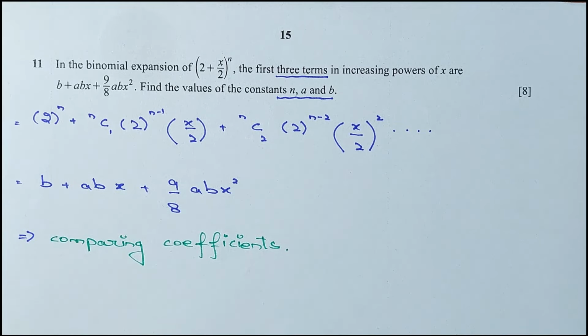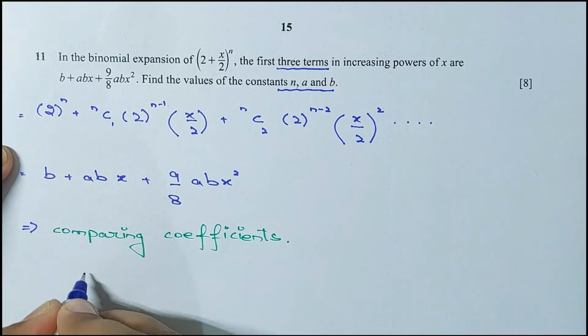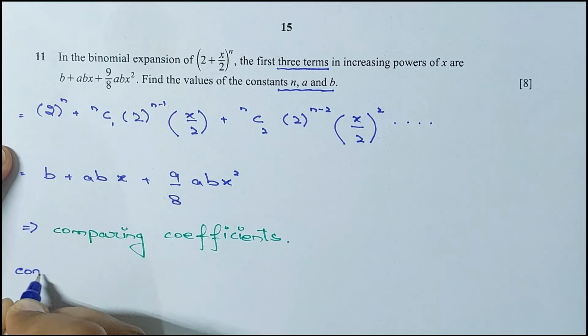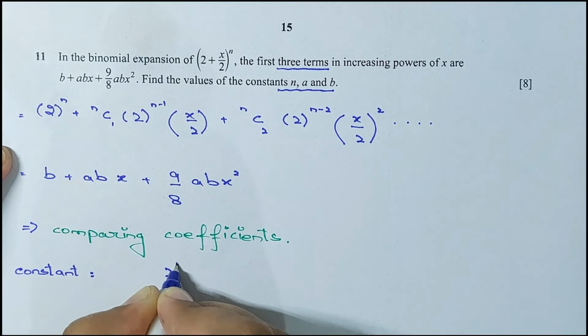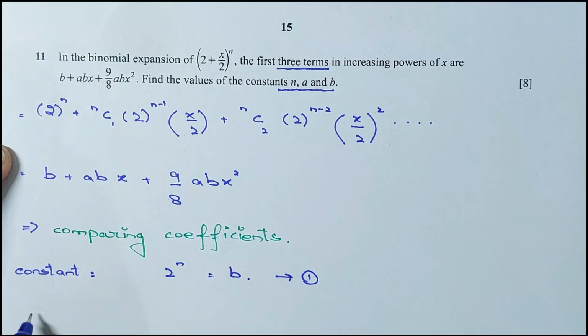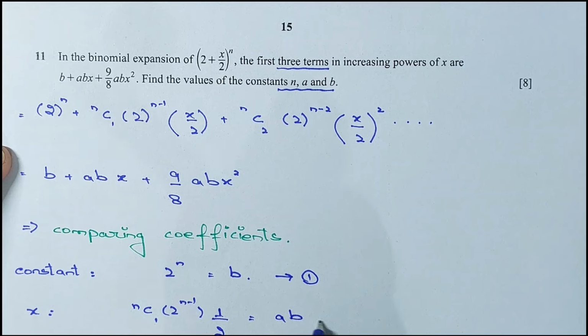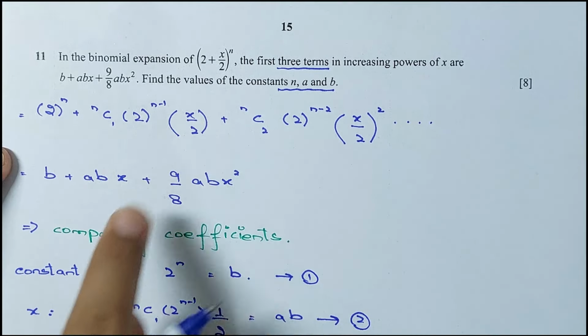Alright, so when I'm comparing the coefficients, we have the constant with the constant. So we can say the comparison of constant. First we are doing the constant, which is 2 to the power n, and this equals b. This is my first equation. Comparison of x: x is nC1 2 to the power of n minus 1, 1 over 2. This is ab. This is my second equation because I'm just working with the coefficient of x.